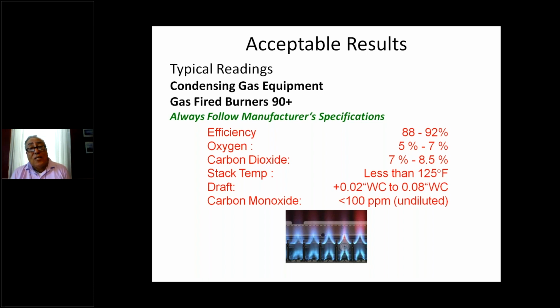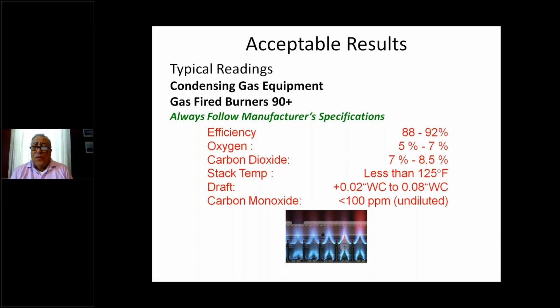With condensing gas equipment, now we're into the 90 plus. We're getting up into the high efficiency numbers now. 88 to 92 is pretty typical. I know they all say they can get 95, 97%. You're not going to see that when you're doing testing. You're going to see these kind of numbers, 88, 92 maybe. You might get it to the low 90s. You're just not going to see 97. That happens in the lab.